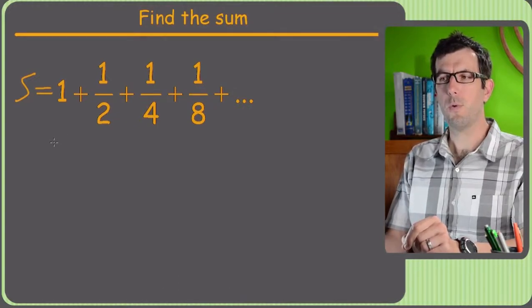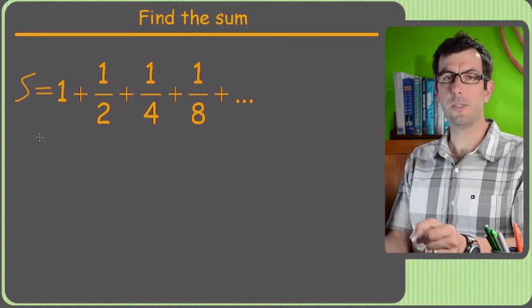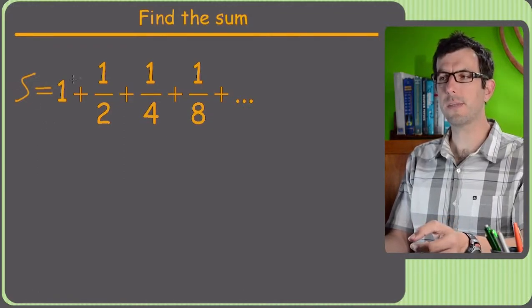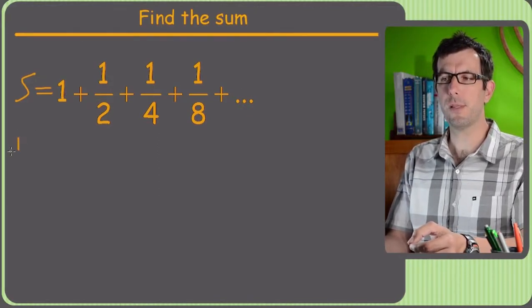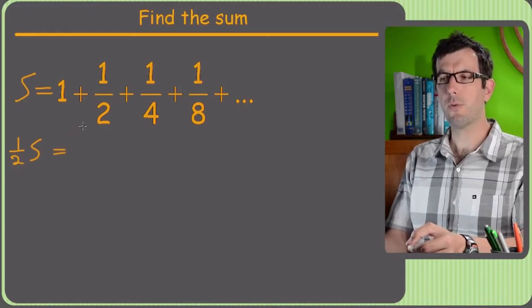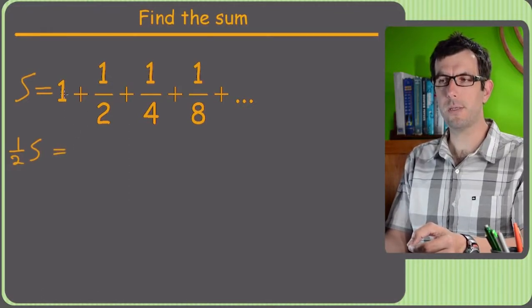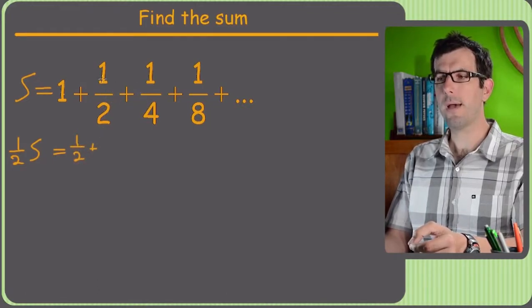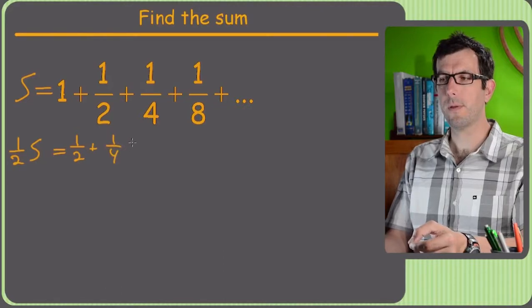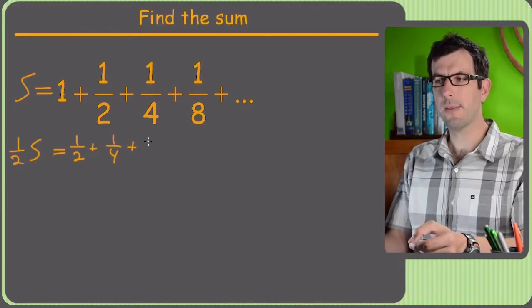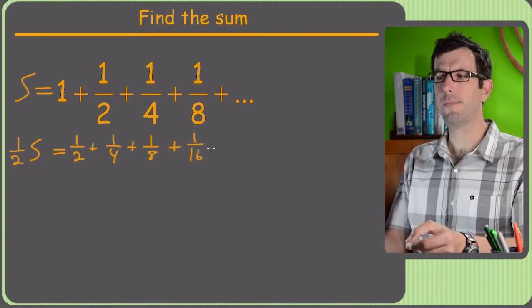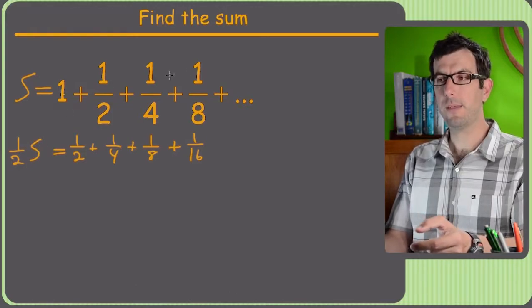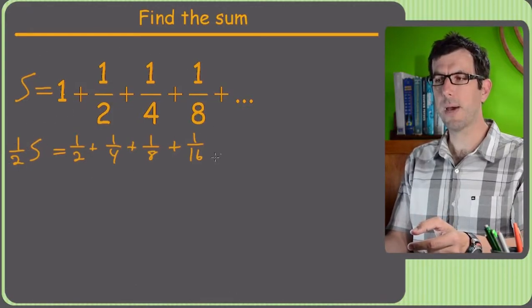But then what we can do is divide both sides by 2, or multiply them by 1/2. So I'm just going to take this equation that we have here, s equals this sum, and multiply by 1/2. On the left, I'll just get 1/2 s. And on the right, I'll just get half of each term, right? So 1 times 1/2 is going to be 1/2. And then 1/2 times 1/2 is going to be 1/4. And then 1/4 times 1/2 is going to be 1/8. And then 1/8 times 1/2 is going to be plus 1/16, etc. So all I've done is multiplied this whole top line by 1/2 to get this bottom line.